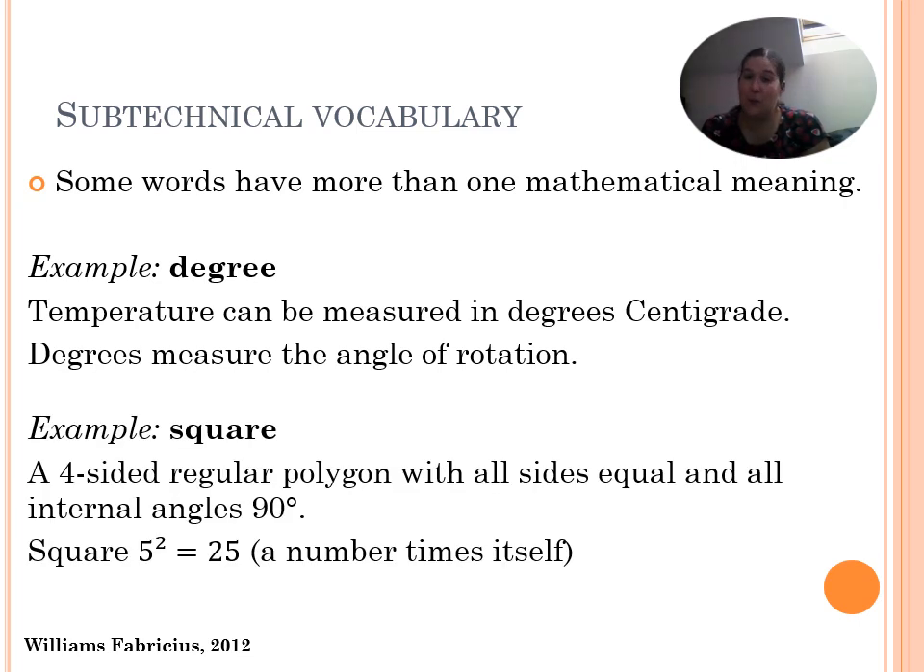Another example is square. So we obviously have a square being a four-sided regular polygon, and we talk about 5 squared, or finding the square of 5. Now, as adults and as experts, we know that these are actually linked, that square numbers create squares. But actually these can become confusing for pupils, particularly where square numbers are taught procedurally or are not taught thinking about that connection.